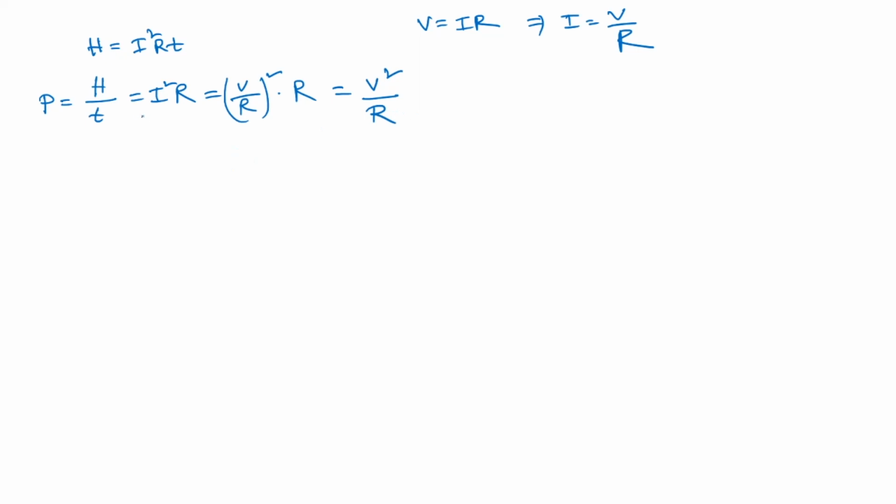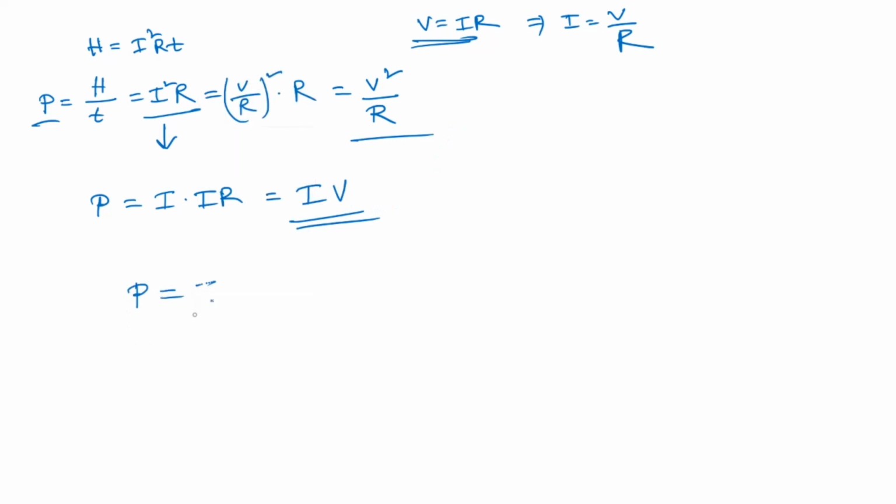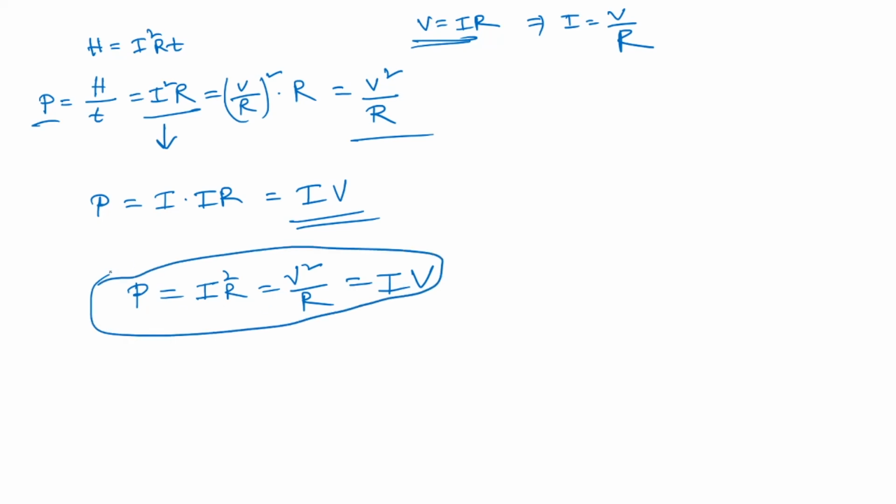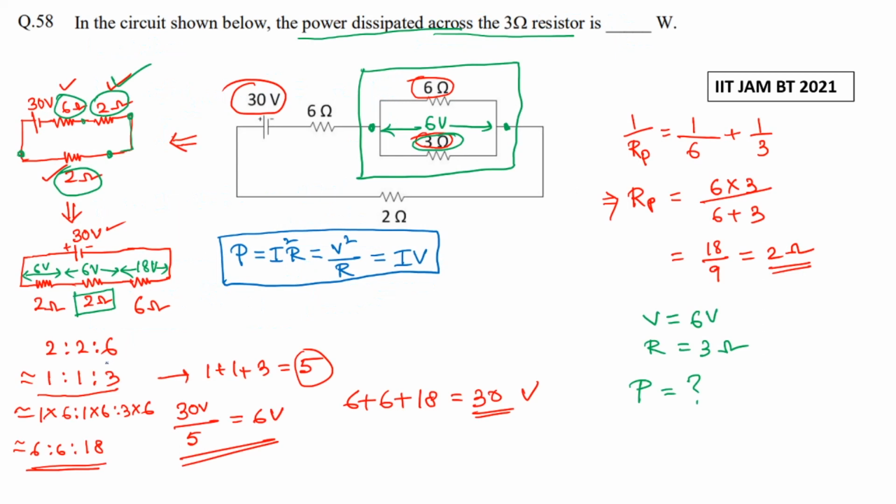So P equals I square R or V square by R, and if we put V equals IR here, then we get P equals I into IR, right? That is, we can write it as IV. So we can write P equals I square R equals V square by R equals IV. Okay, so from this we get the formula, and let us go back to our question. Here we need to find this P.